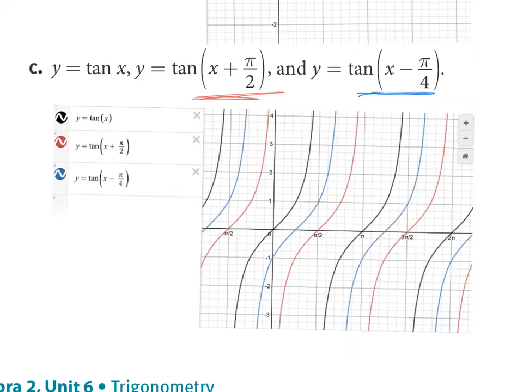And just like we expected, if we look at the black as the original, the red, x plus pi over 2, is getting moved to the left. Meanwhile, x minus pi over 4 is moving to the right pi over 4 for that blue one. So again, we're just shifting our origin up, down, left, right, shifting our starting points. Let's look at doing a couple of these together by hand.